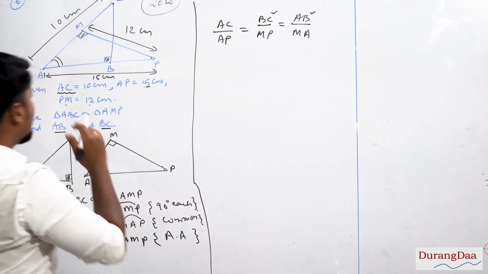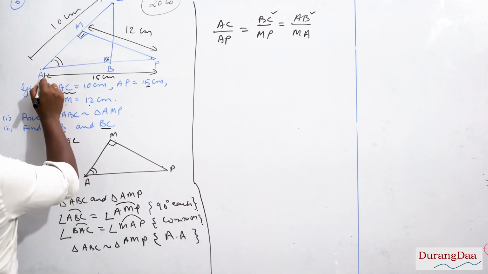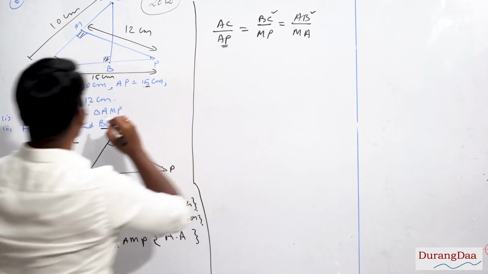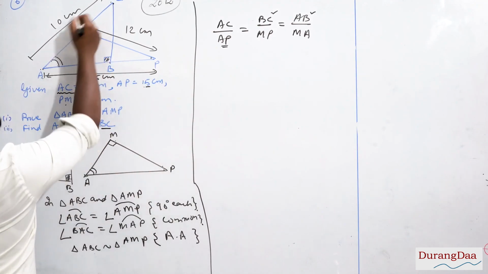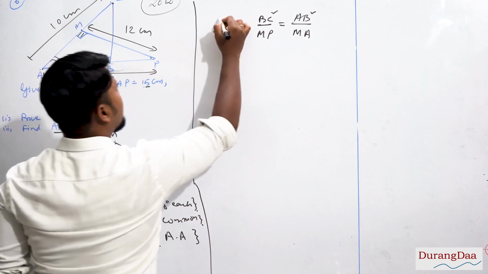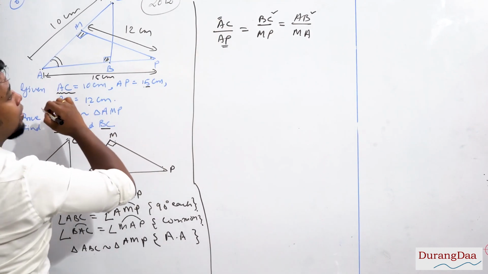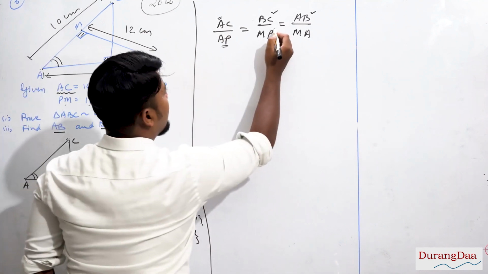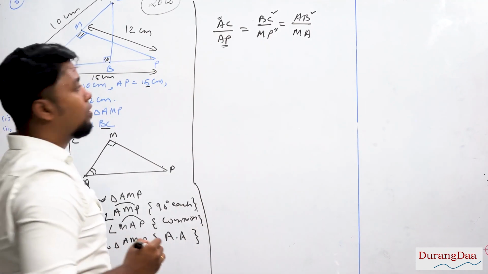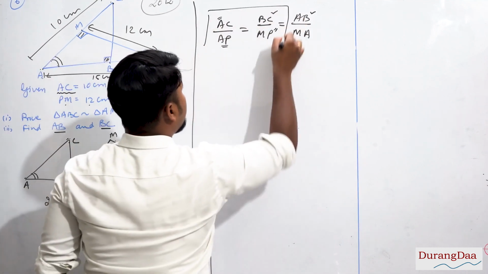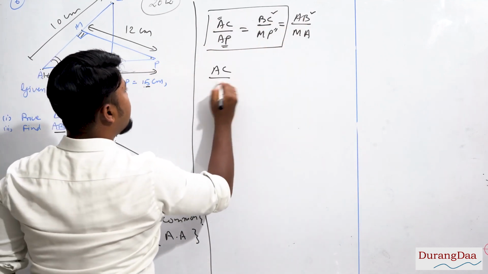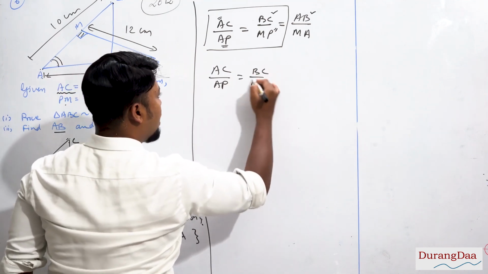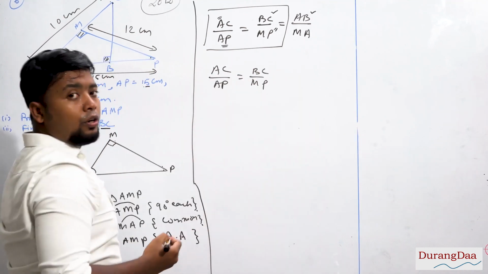All right, now what are the values which we know? If you look here, we know the value of AP. Also the value of AC has been given, and the value of MP also has been given. So first we will select these two terms. That means ratio AC by AP equals BC by MP, because only one unknown is there, rest all values we are knowing.